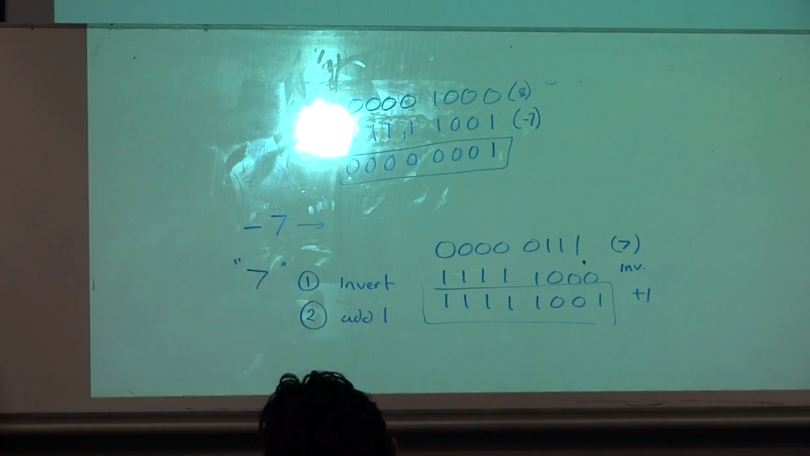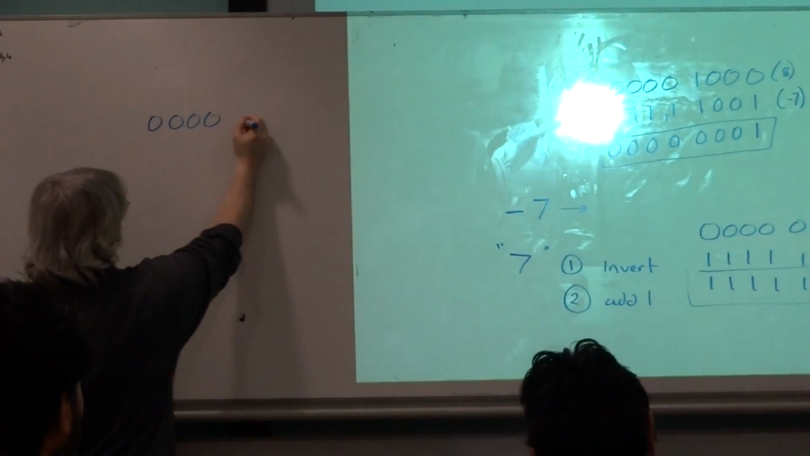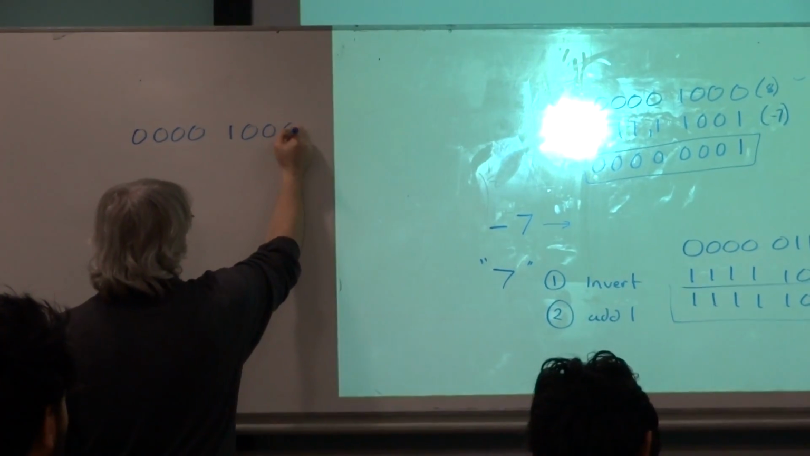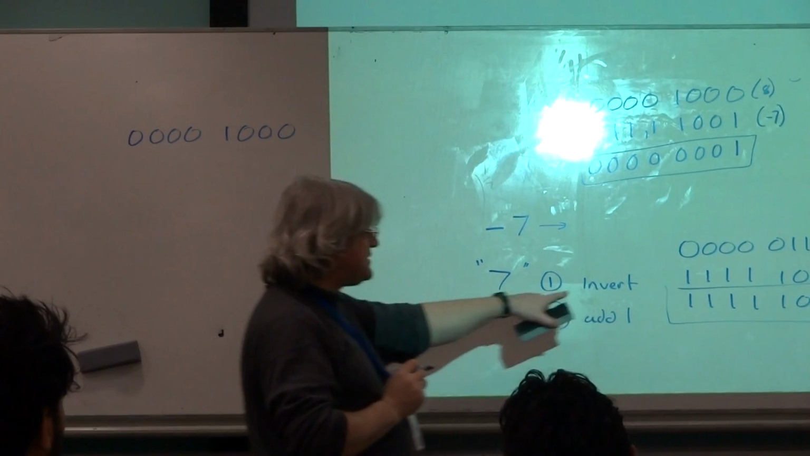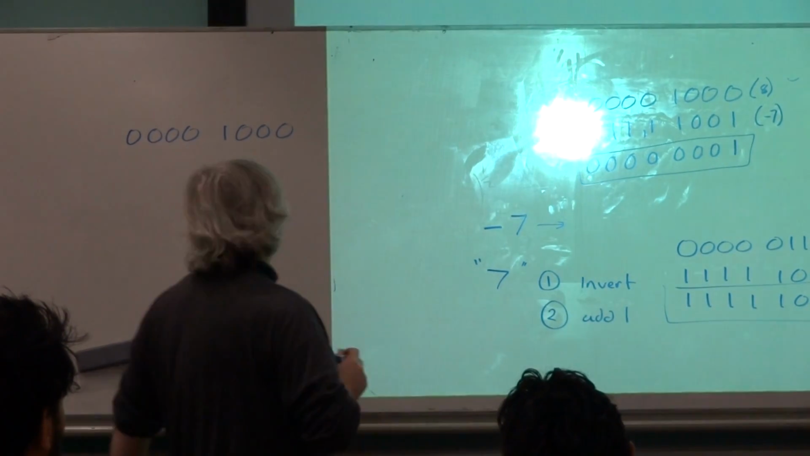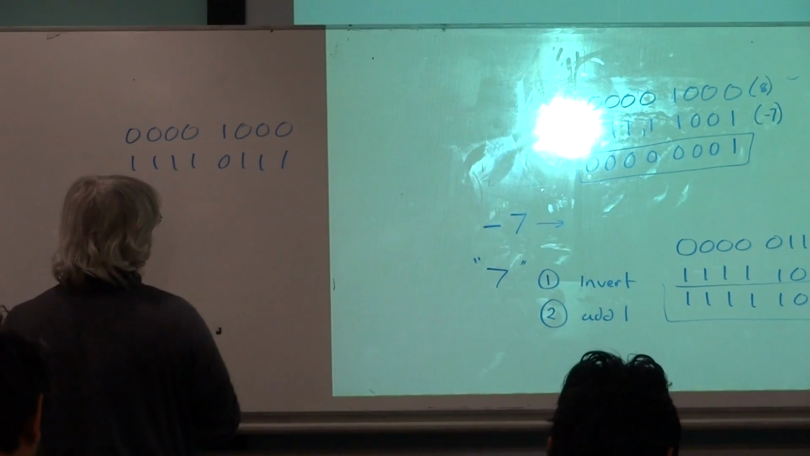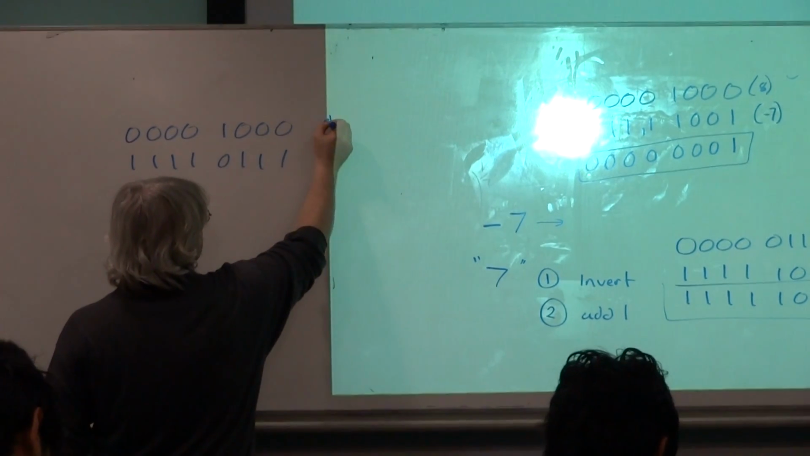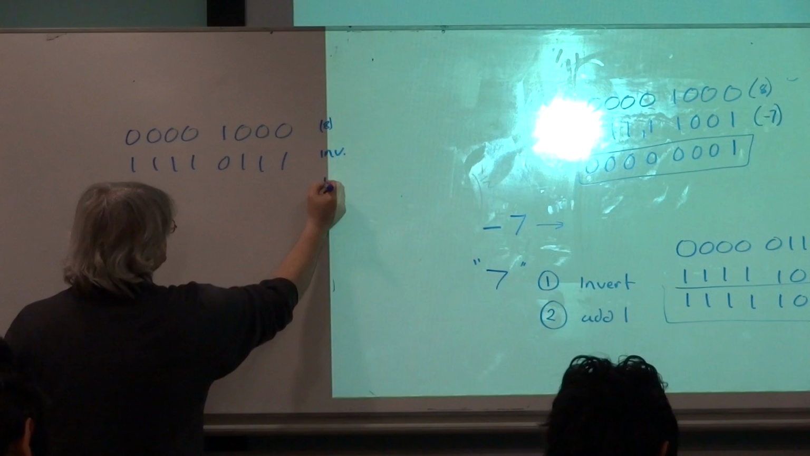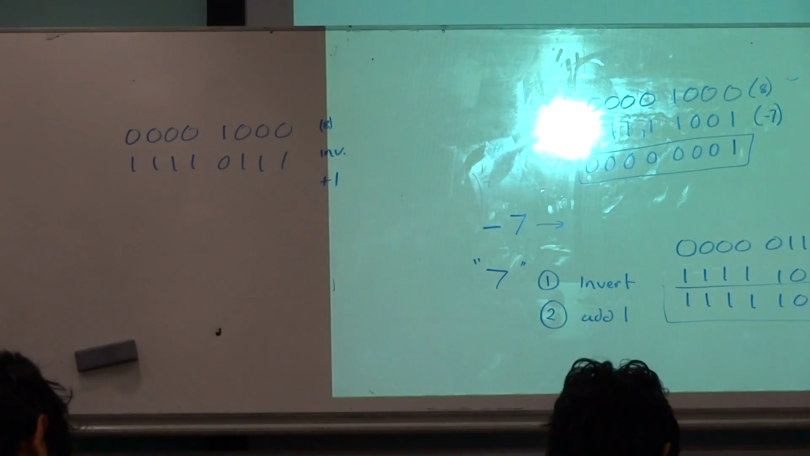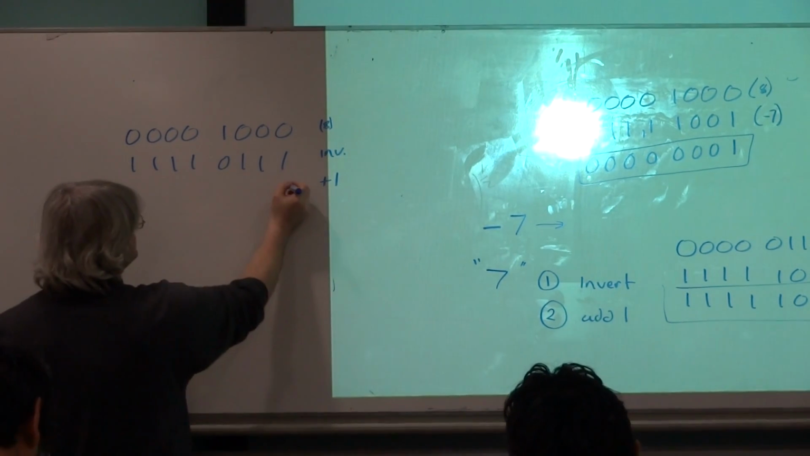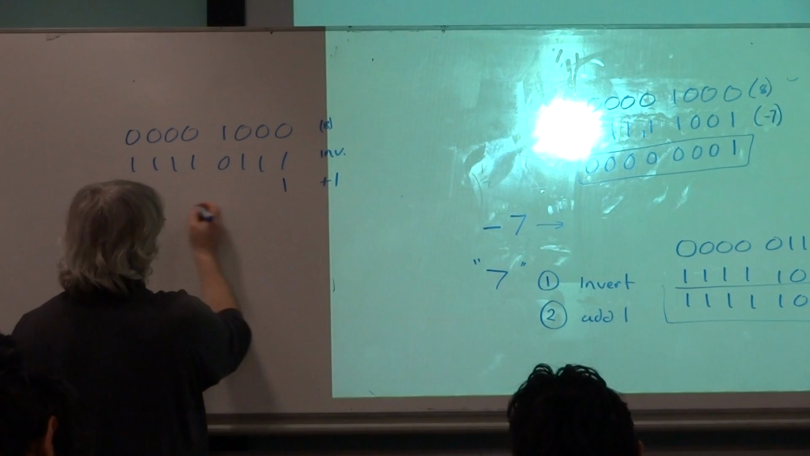So plus 8 is 0, 0, 0, 0, 1, 0, 0, 0. Then the first step is to invert it. Check what it's doing. So that's the plus 8. That's the invert. And then we've got to add 1 to the result. So adding 1 here.